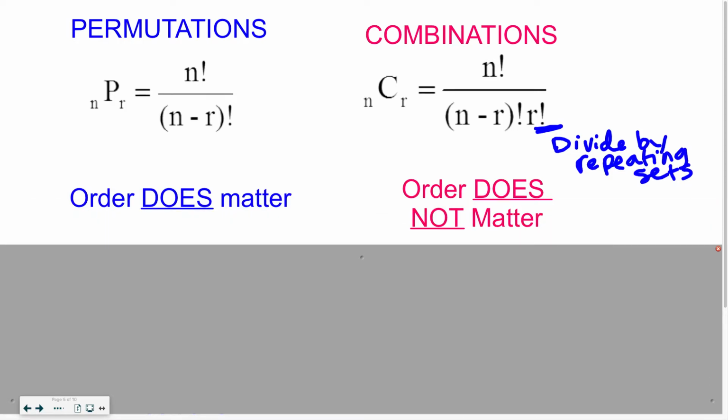Huge, important. If there was one thing you would leave my room with today, and you should carry with you through the rest of the year to Algebra 3, to pre-calculus: in a permutation, order does matter; in a combination, order doesn't. So how do you decide which formula to use? Does order matter?